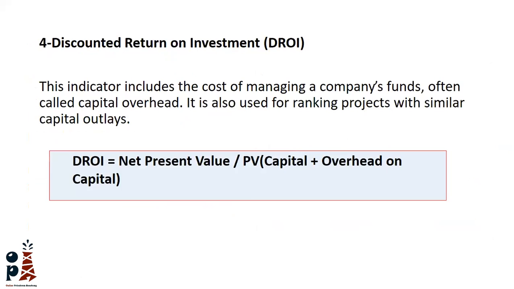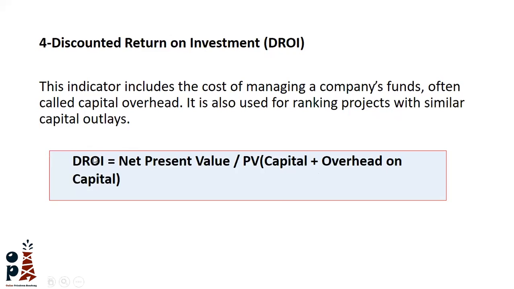We have one more discounted indicator, what we call discounted return on investment. This indicator is special to estimate something like this: we have similar projects with the same capital outlay, the maximum negative, but we want to know which project is gaining more. So we depend on overheads on capital. If you have overhead salaries in one project greater than in another project, but you have the same capital, again it affects the net present value of the project.